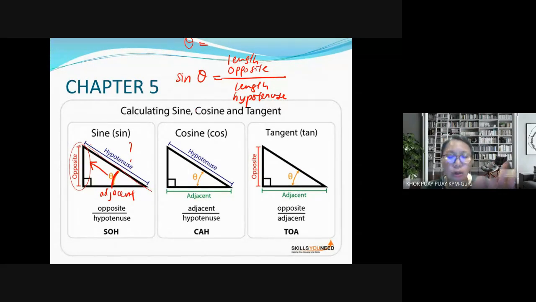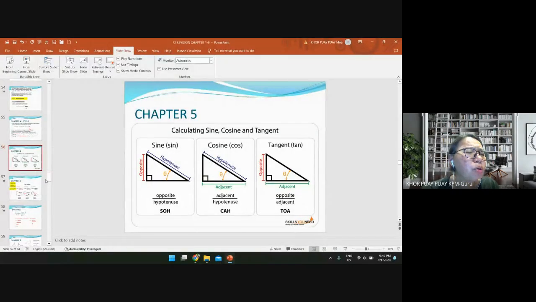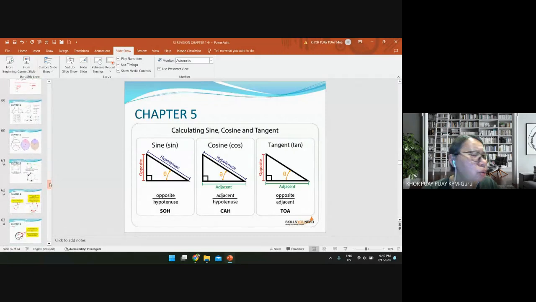Okay, I don't want to tell too long already. If I tell the steps as well, we will finish at 12 o'clock. All right, so make sure you all know how to use the formula for sine, cos, tangent.